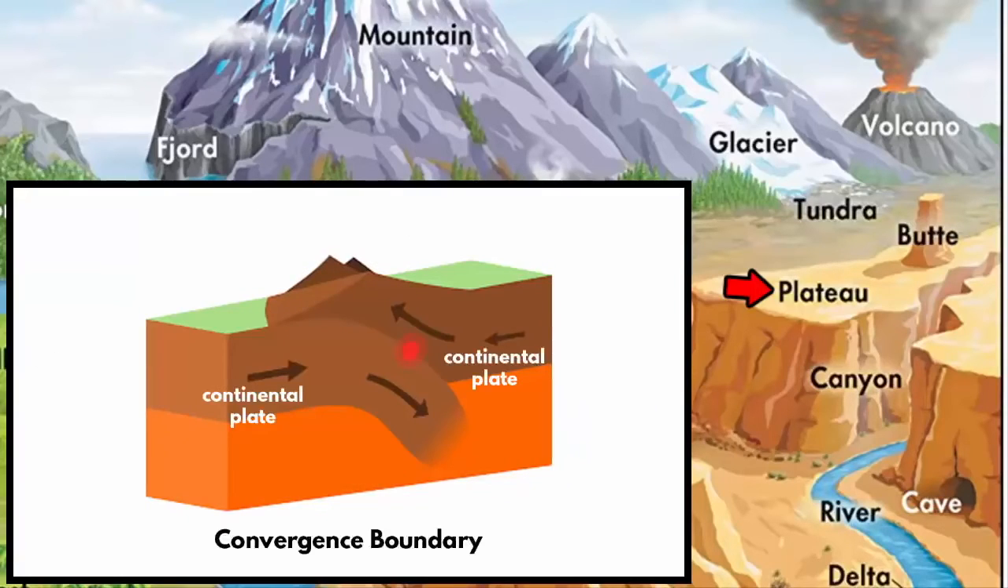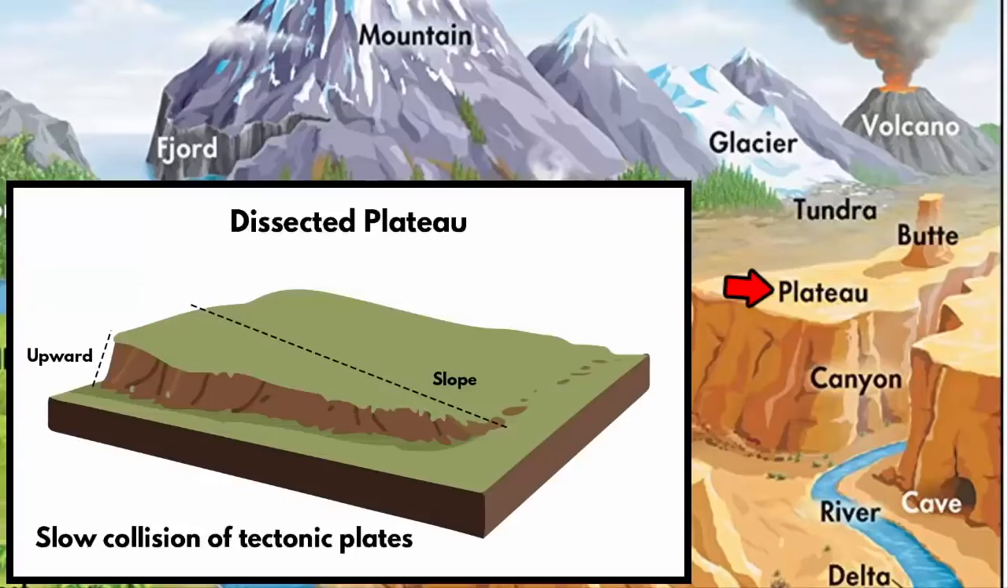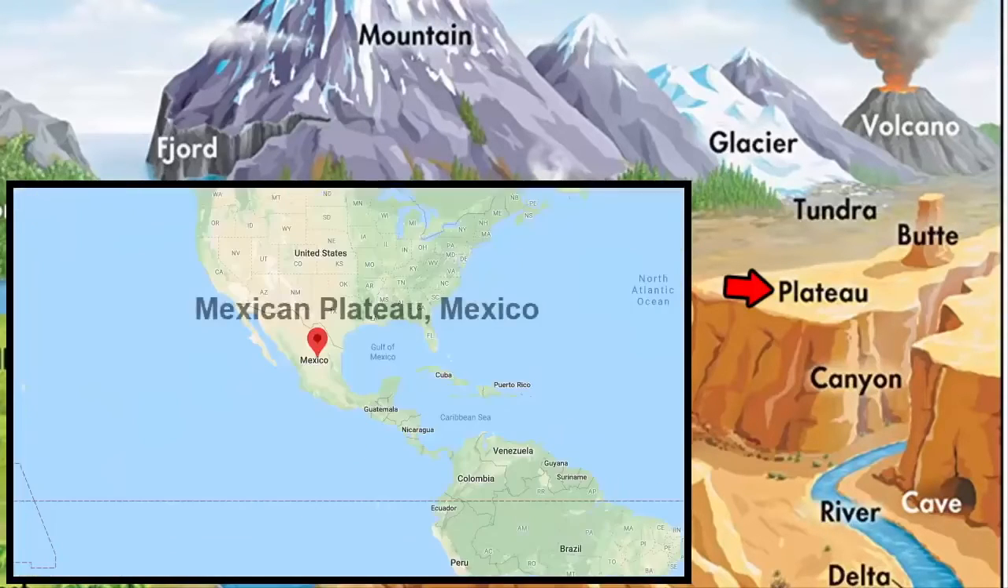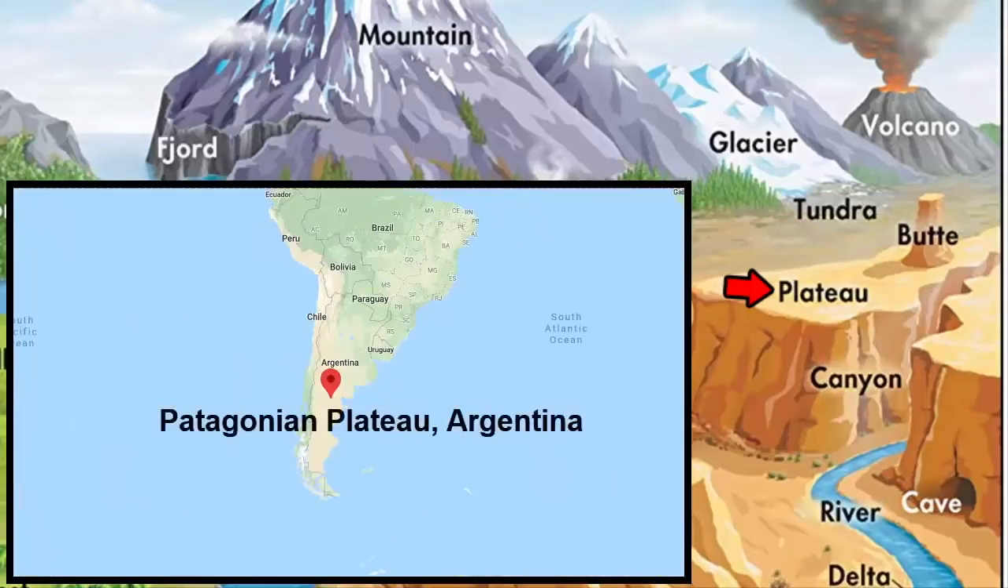Basically, when two continental plates collide, that is how mountains are formed, right? Even plateaus are like mountains, except they have a flat top. So even a dissected plateau is formed due to slow collision of tectonic plates. A good example is the Colorado Plateau in the US, then the Tibetan Plateau, then the Mexican Plateau in Mexico, and the Patagonia Plateau in Argentina.